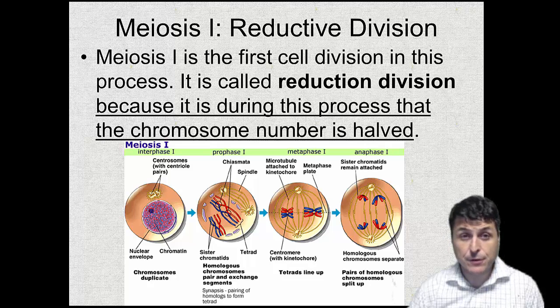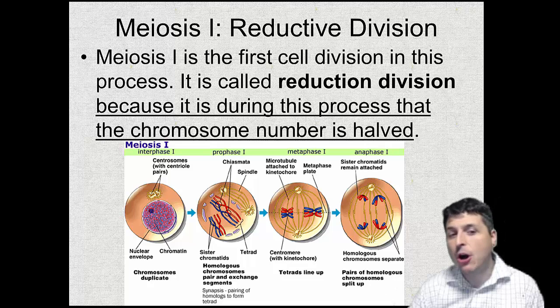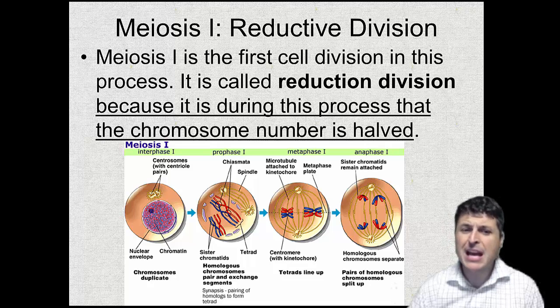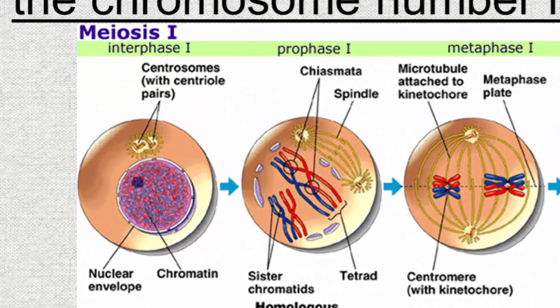Meiosis consists of two major stages called meiosis 1 and meiosis 2. Meiosis 1 is the first division in this process, and it's often called reductive division because it's during this process that the chromosome number is halved.